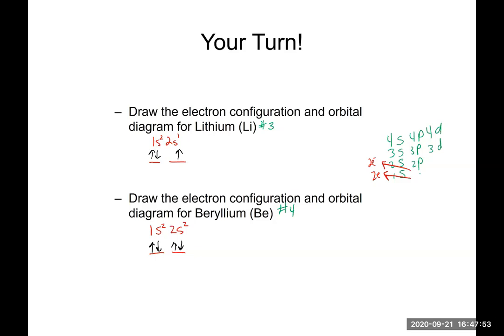So our electron configuration is in red. Our orbital diagram has the red underlines with the black arrows that are going up and down. Those are 2 different constructs that you're going to need to be able to do for the test.